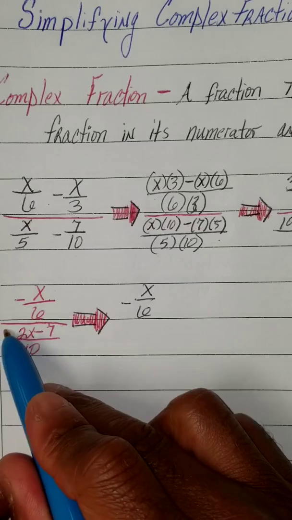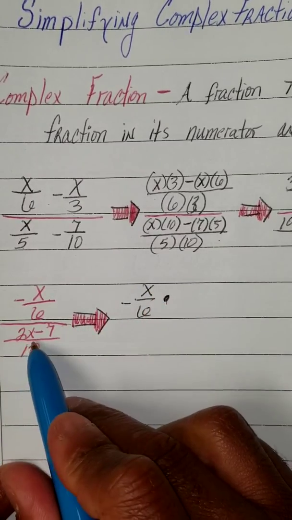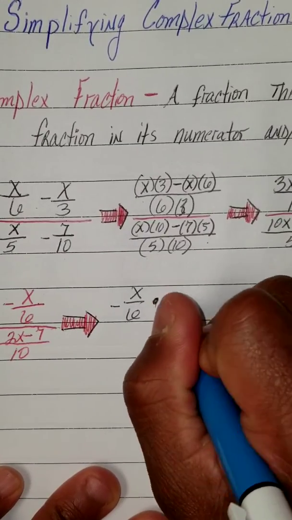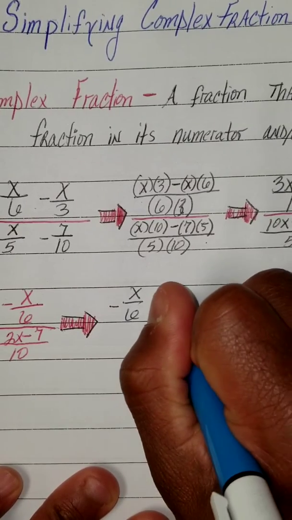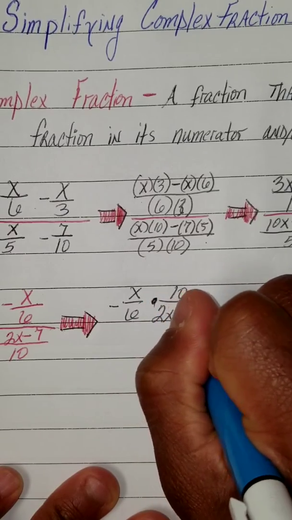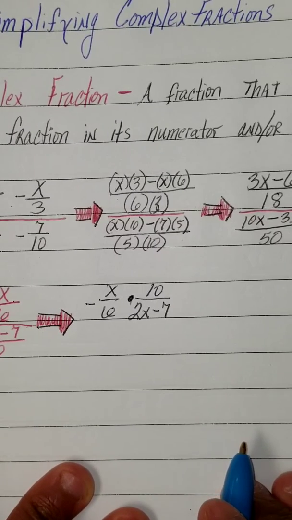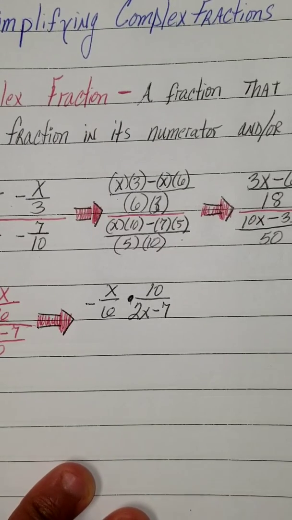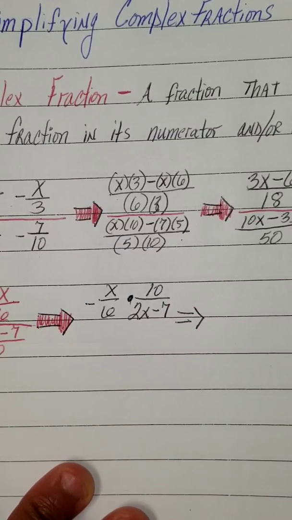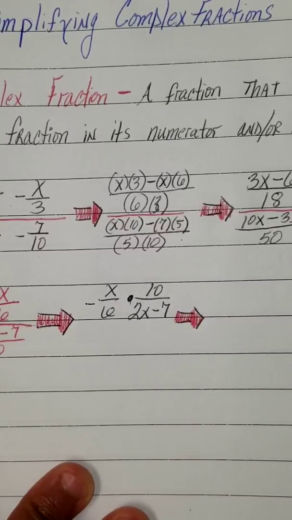I'm going to change my division into multiplication, just like elementary school, and I'm going to multiply by the reciprocal of my denominator, which in this case would be 10 over 2x minus 7. Now, from here, guys, what I'll be doing is going ahead and attempting to simplify by dividing out any common factors.